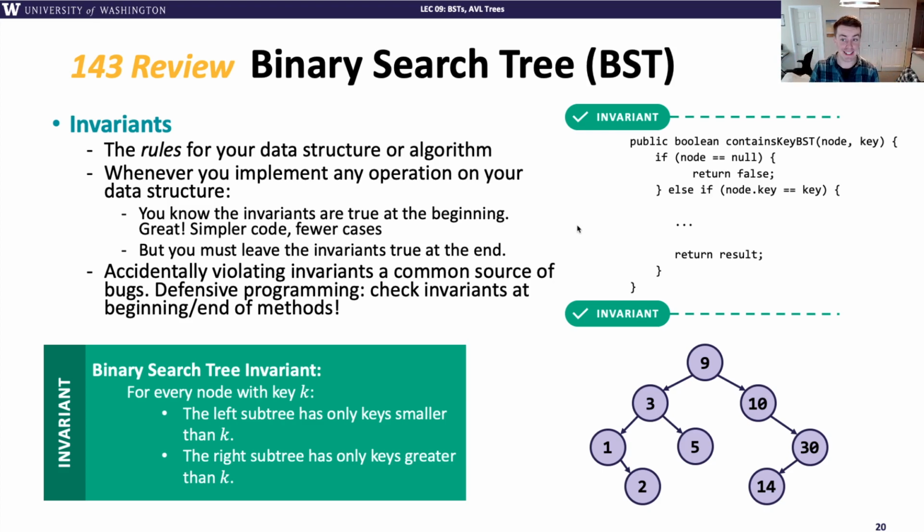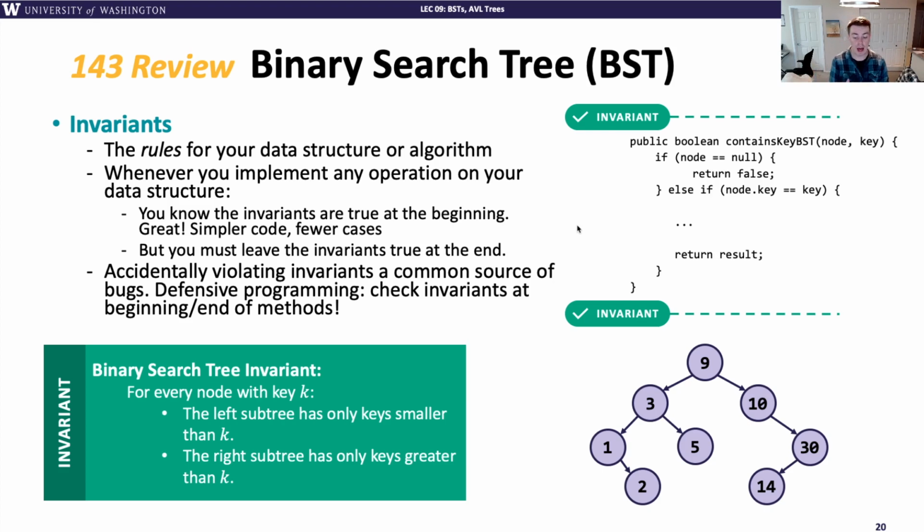That's adding an invariant. Invariants are rules to your data structure or your algorithm that must be true, and they usually are there to simplify things. When you implement an operation on your data structure, you know that that invariant is going to be true at the beginning, because invariants are things you assume, and you have to do everything in your power to make sure that they're going to be true after your method's call. Usually when you're programming things, if you violate one of your invariants, it's a very common source of bugs, because you just maybe accidentally violated an invariant you thought would be true.